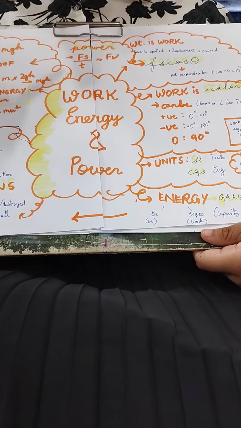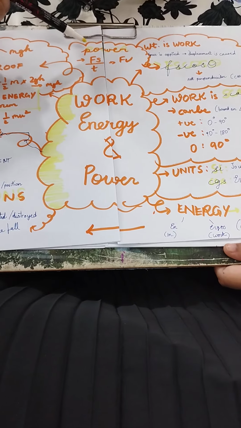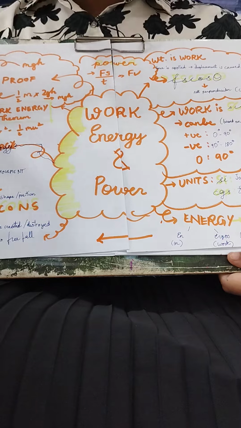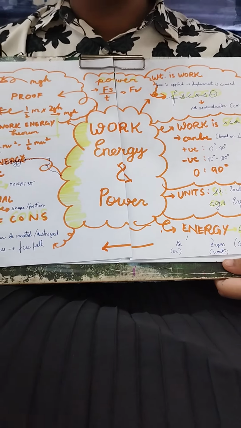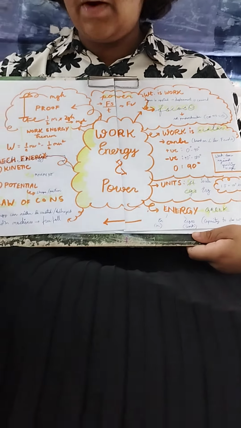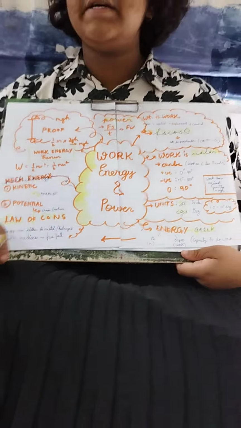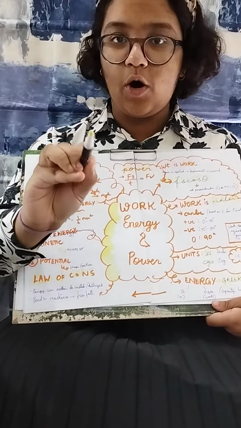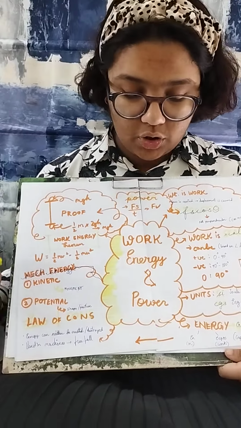Now power is basically work by time, or it's also force into velocity. A commercial unit of power is the kilowatt hour. You have to remember that a lot, because kilowatt hour and watt are always related, and they'll always ask you to figure out the relation, so you have to study that.